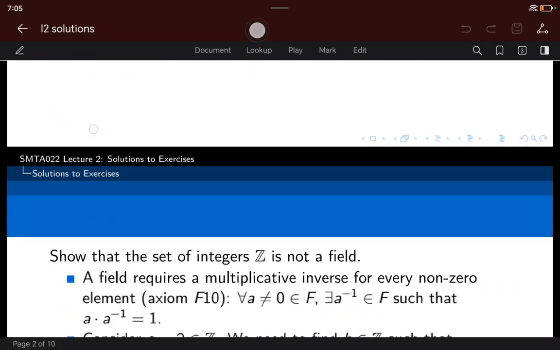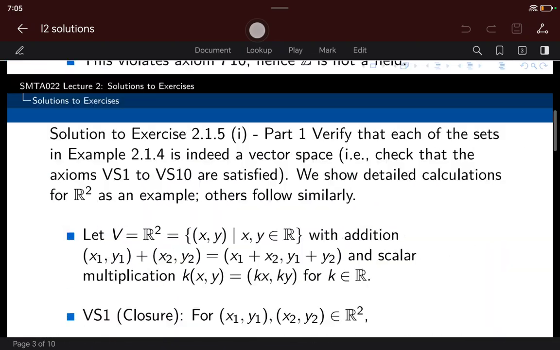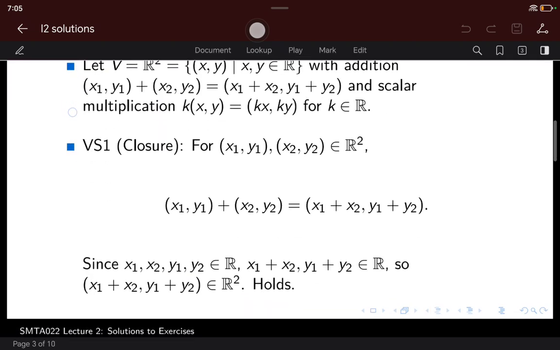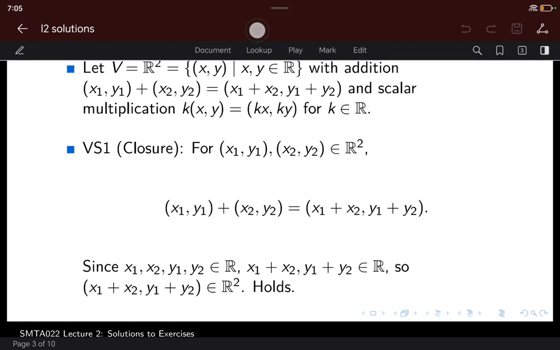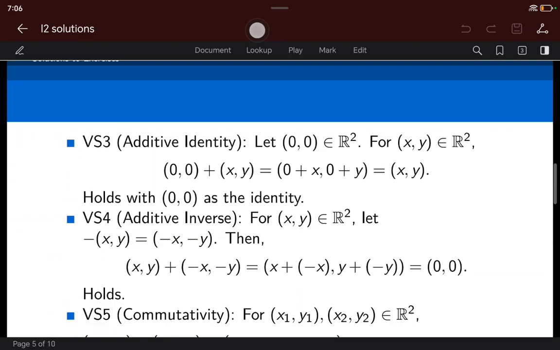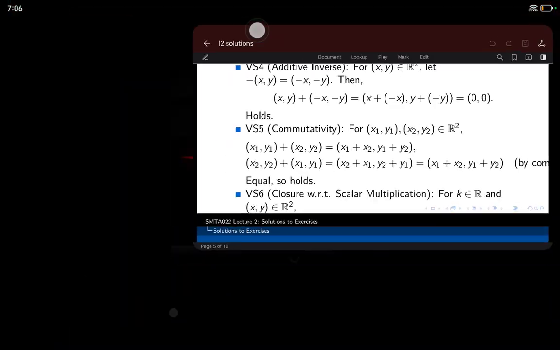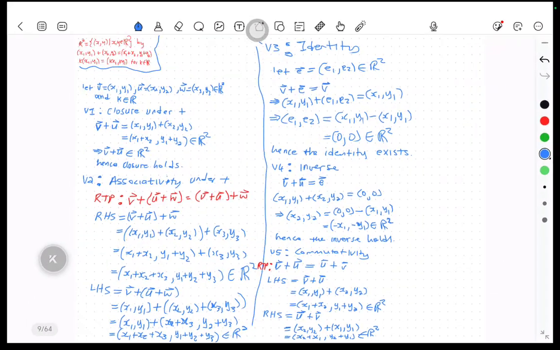I think I did give you guys a clue on this. Okay, this one I did, yeah, this is exactly what is here. You see, closure, you check that, then associativity, identity, commutativity, and now we're going to check V6, the closure for scalar multiplication.